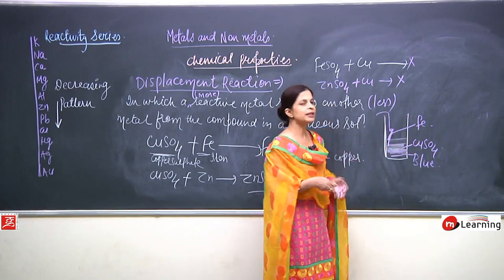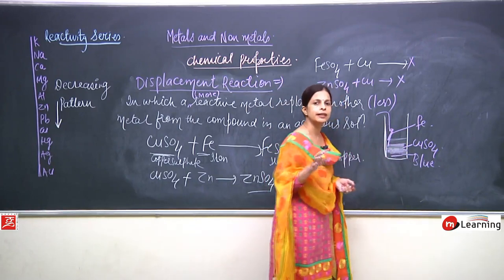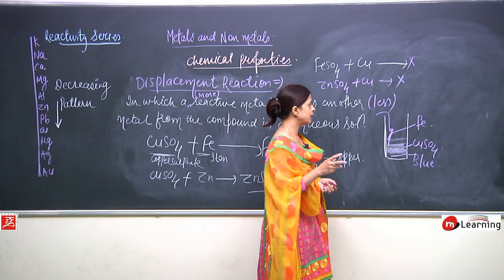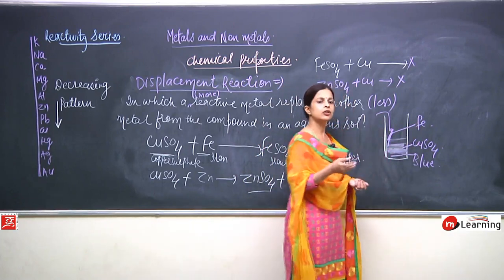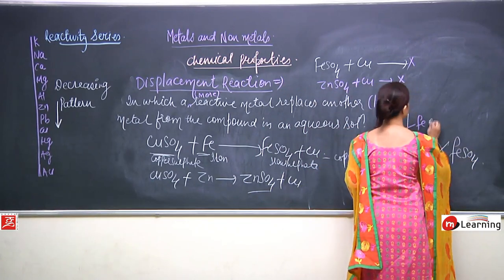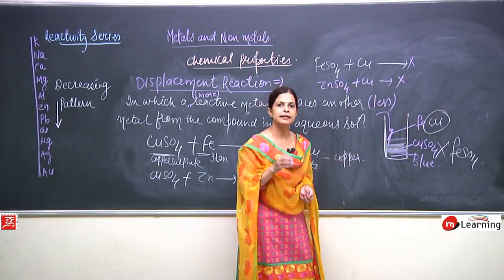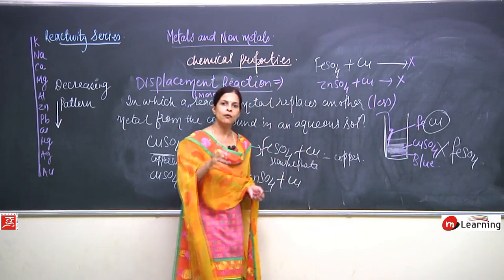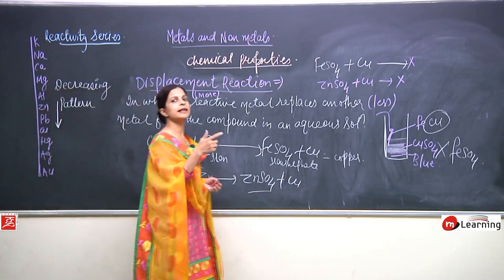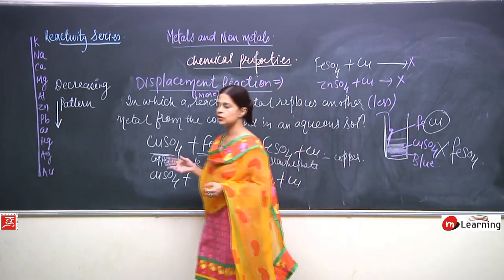Now after keeping the experiment for certain time, you will find that the blue color of copper sulfate is not there. Rather, it has become a brownish, greenish sort of color. Why? Because iron has replaced copper. So now it has become FeSO4 and Cu is liberated. So this was about the displacement reaction, where one metal which is more reactive is definitely going to replace the lesser reactive metal from a compound in an aqueous solution.